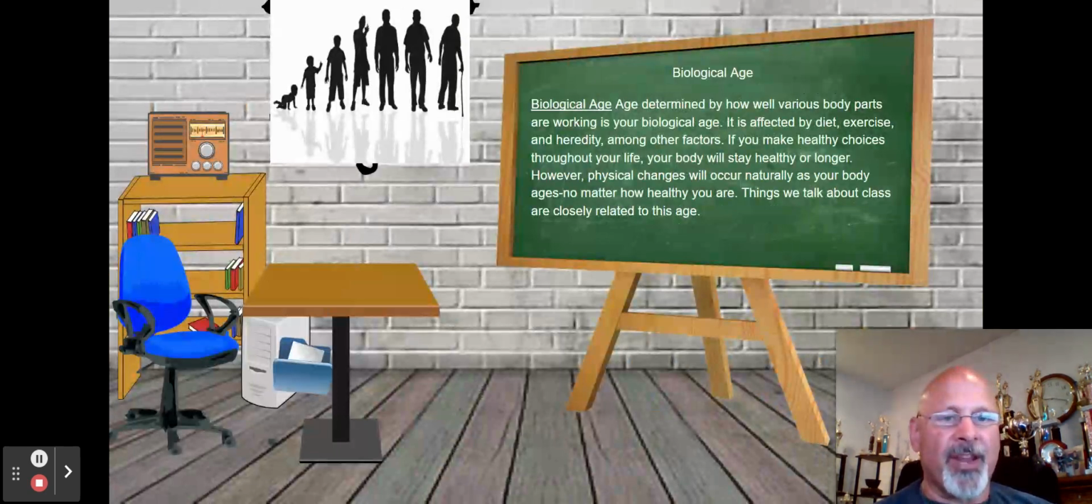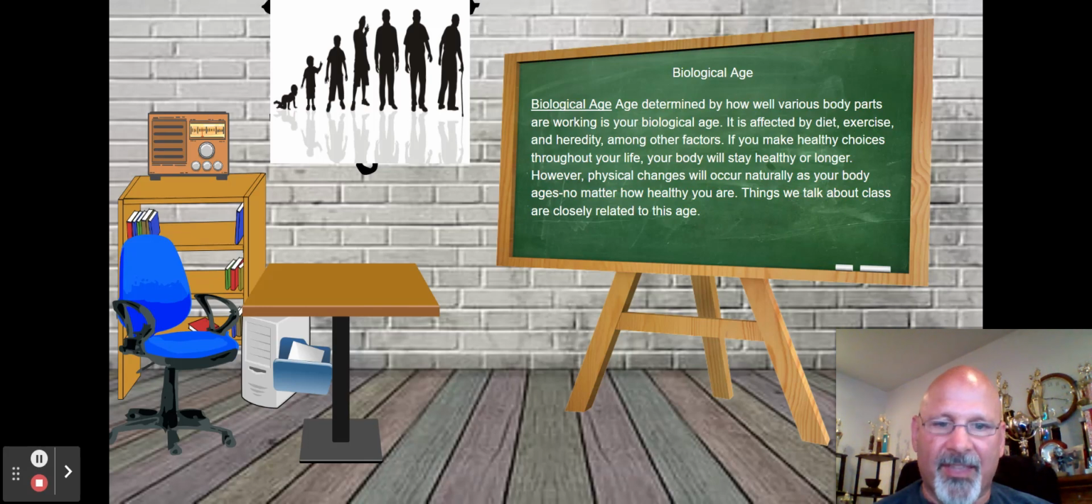Biological age, on the other hand, is what I talk about in class. Basically, biological age is determined by how well various body parts are working. It's affected by your diet, exercise, and heredity, among other factors. If you make healthy choices throughout your life, your body will stay healthy for longer. However, physical changes will occur naturally as your body ages, no matter how healthy you are.